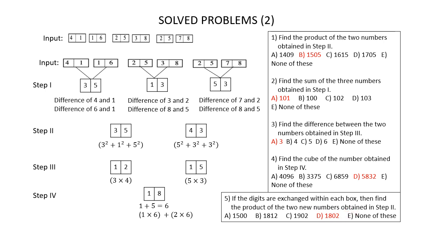So you have step 2 here, and when the digits of each of these numbers are interchanged, you get 53 and 34. So when the digits of 35 are interchanged, you get 53, and when the digits of 43 are interchanged, you get 34. So 53 multiplied by 34 is 1802. So the correct answer is option D, 1802.